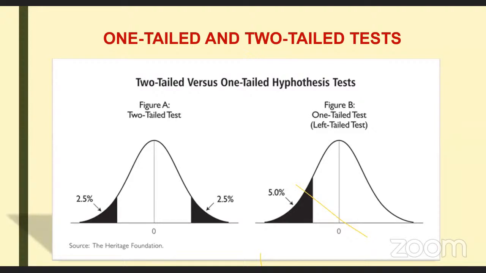or in case of height, you will be operating on one side only. It cannot lower the height, or it cannot decrease the height. Either height will remain the same or it will increase. So in case of height, you will be having a one-tailed test.